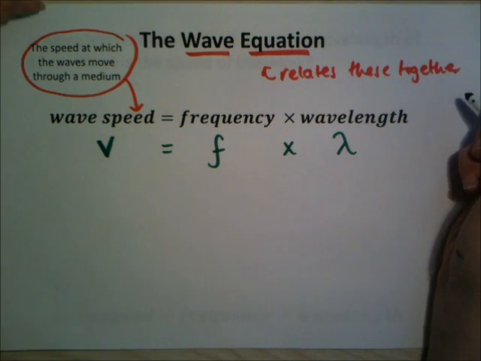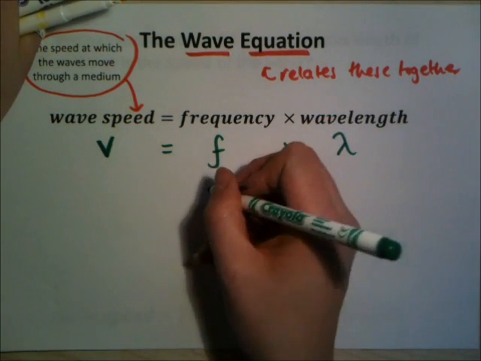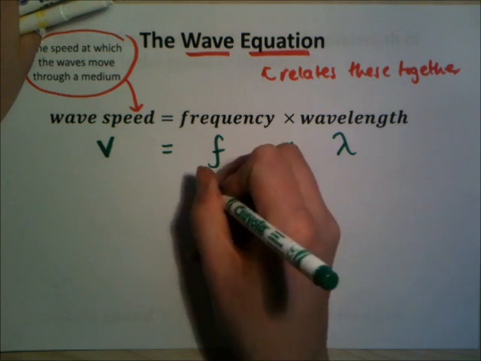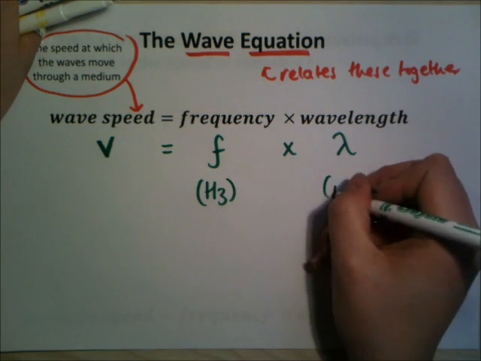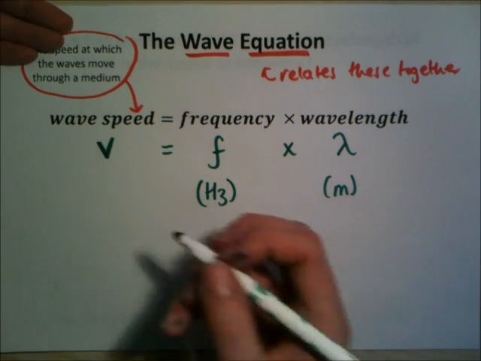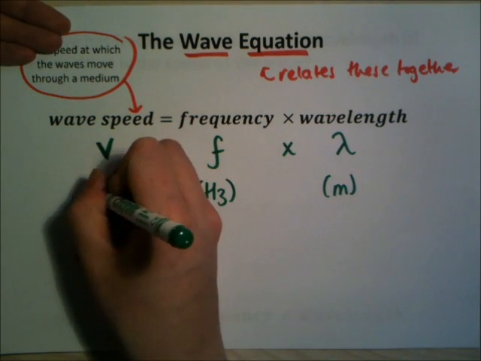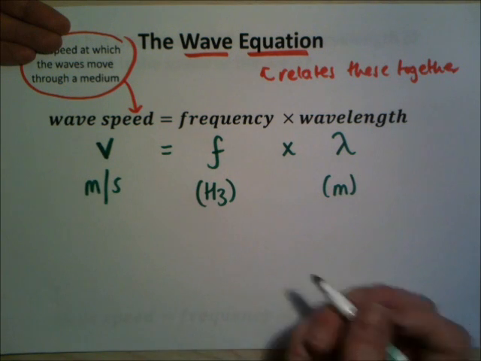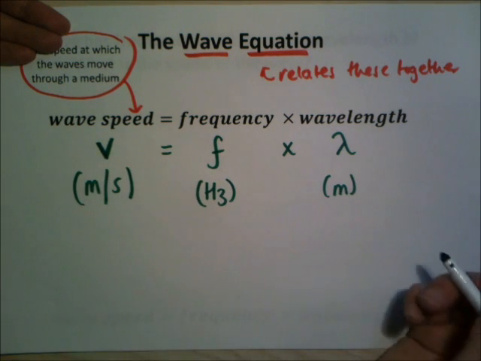Now, if we think about the units of each thing, we know that frequency is measured in hertz. We know that wavelength, being a length, is measured in meters. Now, wave speed is just like a normal speed. It's measured in the same units as speed. And that, in physics, is normally meters per second. That's what that means. Meters per second.